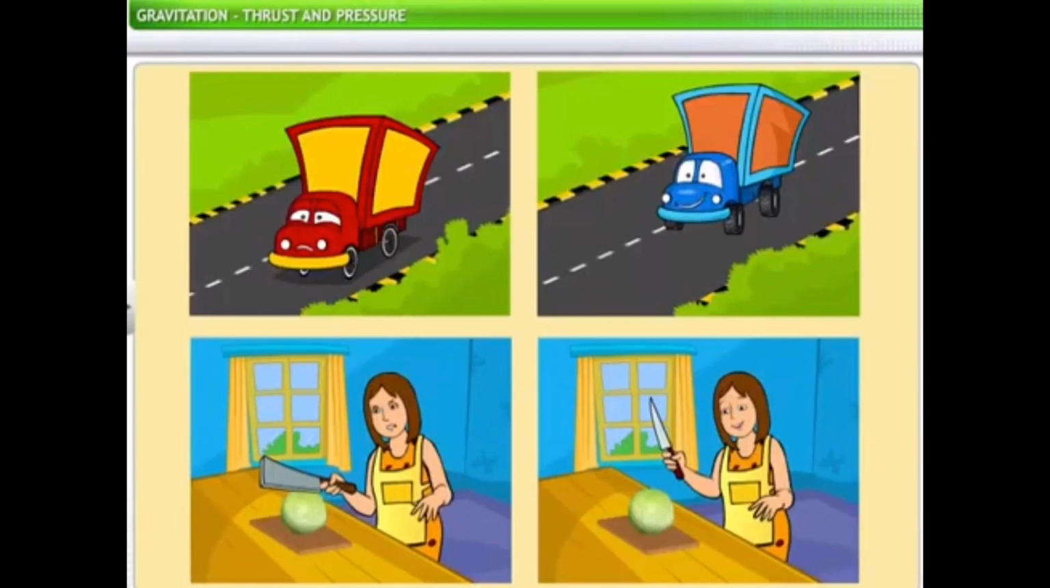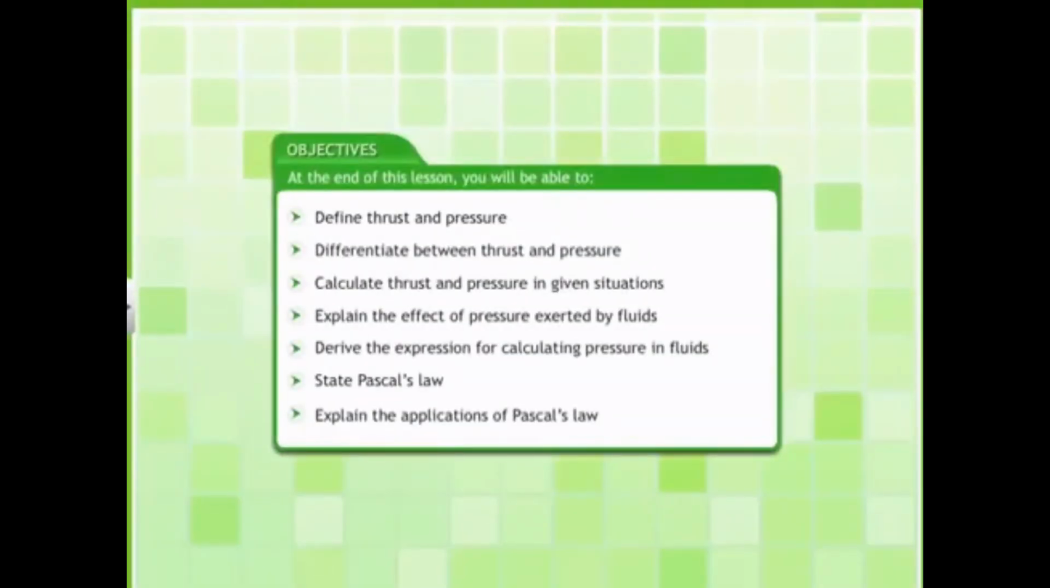What is the significance of the width of the tires and the sharpness of the knife in these cases? This can be explained through the concept of thrust and pressure. The truck needs wide tires to reduce the pressure of the cargo. The knife needs a sharp blade to increase the pressure exerted on the vegetables. In this lesson, you will learn about thrust and pressure, with special emphasis on thrust and pressure in liquids. At the end of this lesson, you will be able to.